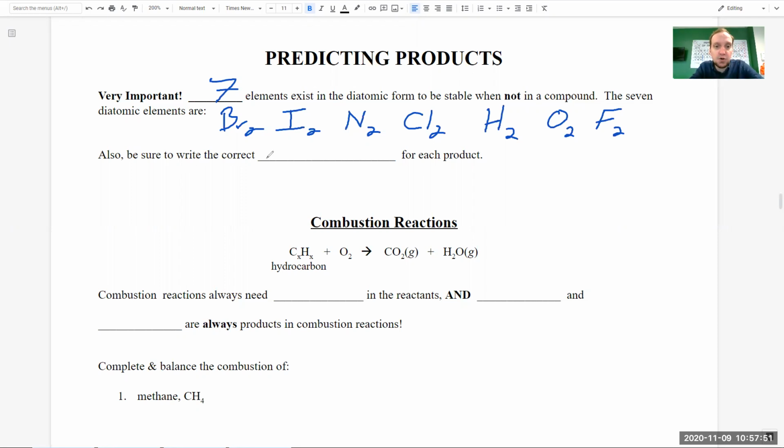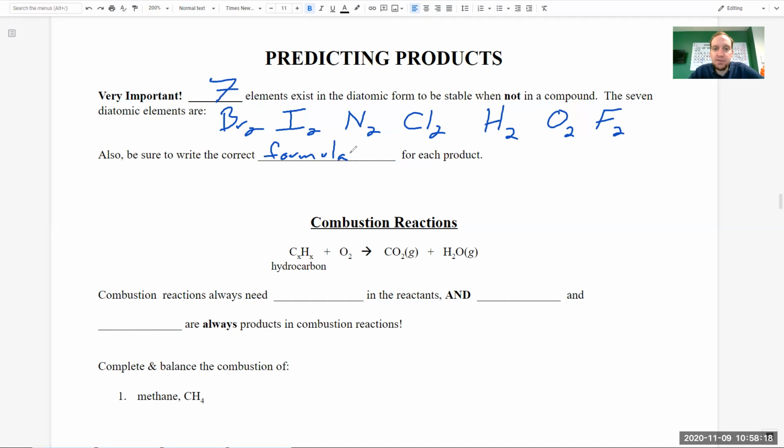Also, be sure to write the correct formula for each product. I cannot stress how important this is. If we know what the product should be, we have got to be able to get it written correctly, because that will really, really hinder our ability to balance the reaction. And besides, it would just be wrong anyway, right? If you don't have the right products, well, you don't have the right reaction. You won't have the right balancing. And it just, again, kind of compounds upon itself.